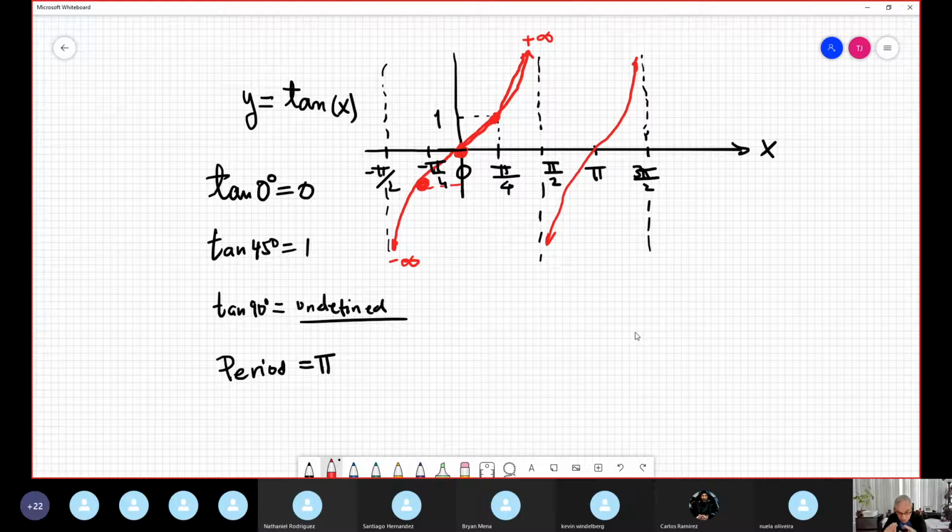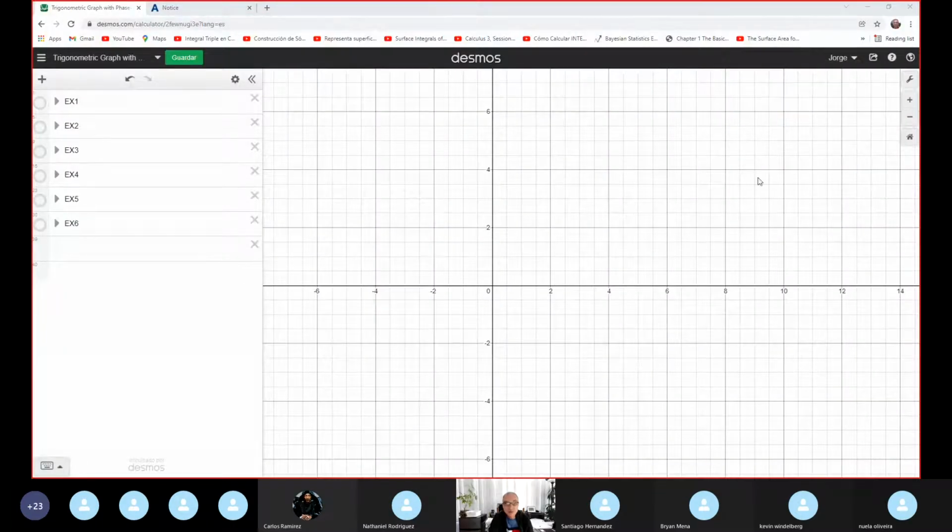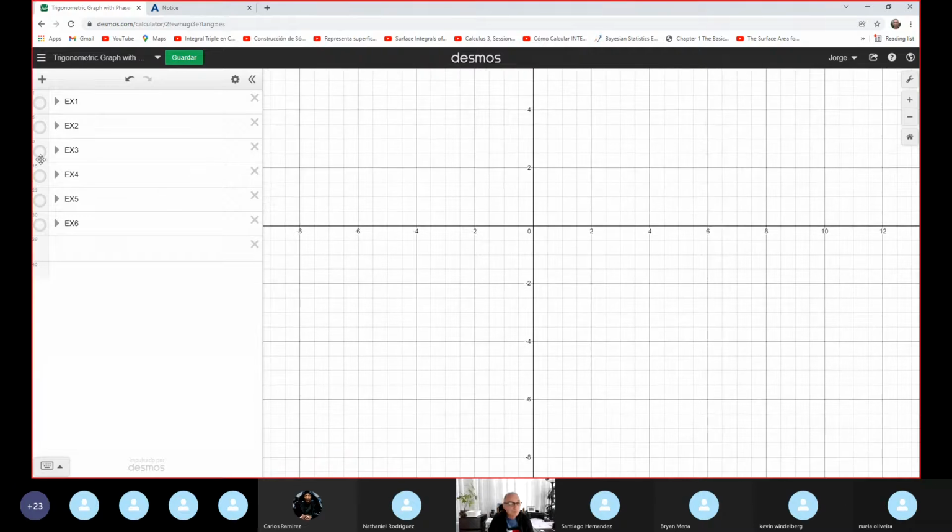Let me explain. I want to move to Desmos to see more clearly, and after I want to explain cosecant, secant, and cotangent using Desmos. So I try to switch into Desmos. I have Desmos here. Do you see Desmos? Yes.